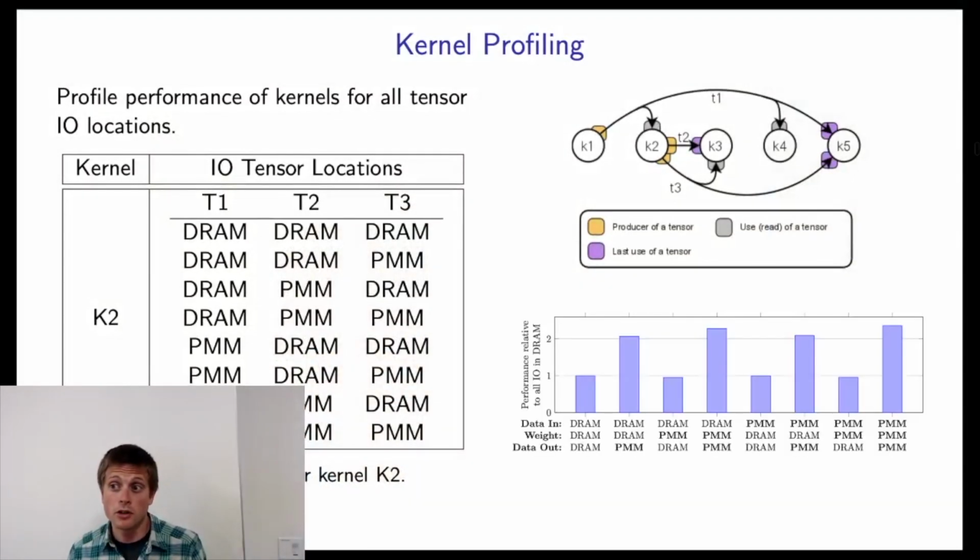Now, why is this important? Well, this graph in the lower right shows the performance of a convolution kernel with its various inputs and outputs in different memory locations. What we observe is that the performance of this kernel is very sensitive to the location of its data output, running several times slower when it's outputting data directly into persistent memory. However, the performance of this kernel is not particularly sensitive to the location of its input data and weight inputs. The performance of kernels and the relative slowdown you see varies depending on the exact data use pattern of each kernel, so we have to do this profiling for every single kernel in the graph.